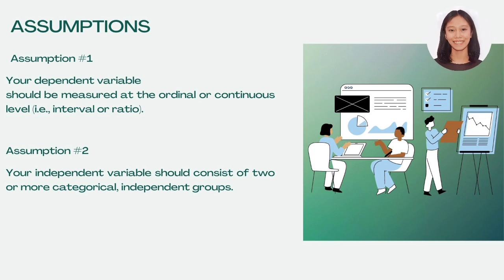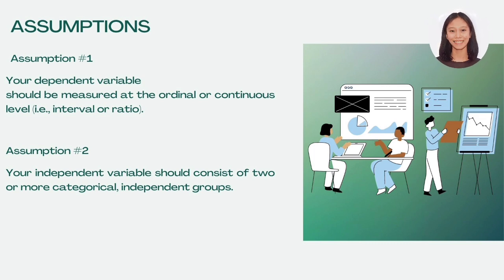Examples of continuous variables include intelligence, measured using IQ score, exam performance, measured from 0 to 100, and weight, measured in kilograms, and so forth. Assumption number 2. Your independent variable should consist of 2 or more categorically independent groups. Examples of independent variables that meet this criterion include ethnicity, such as Caucasian, African American, and Hispanic.